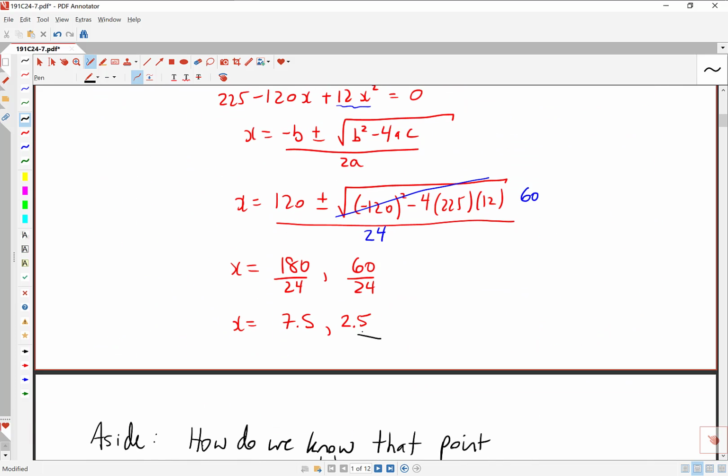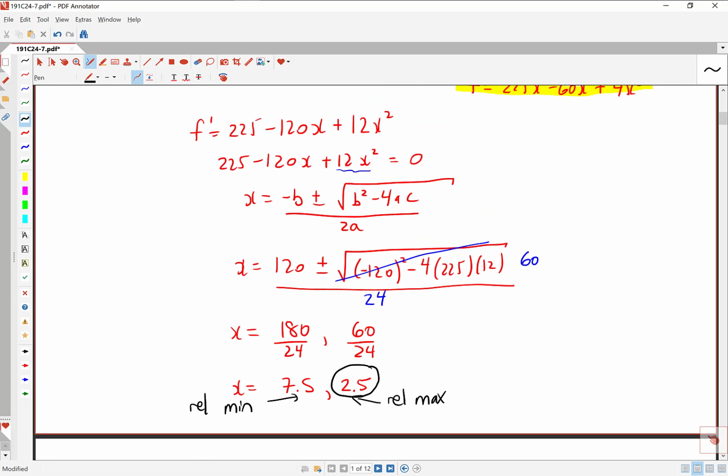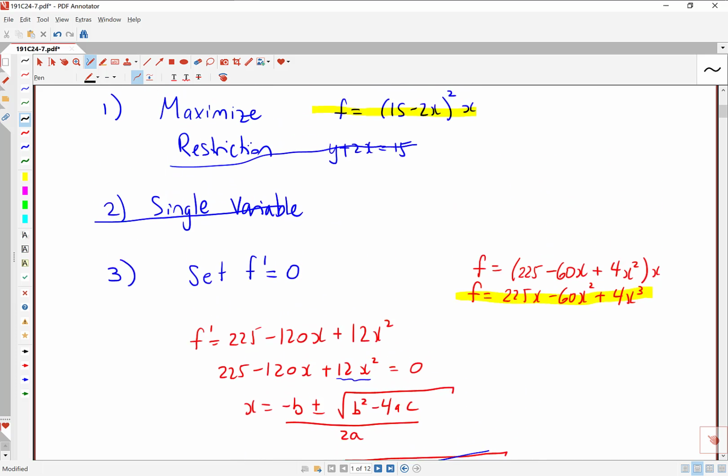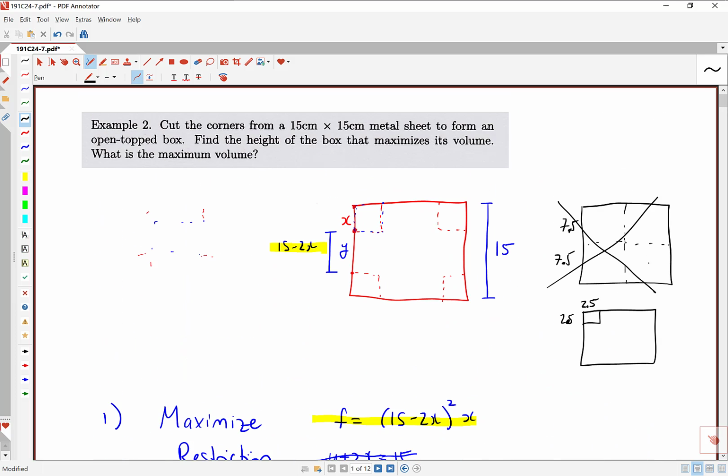So this one here leads to the relative maximum for the volume, and this one here leads to the relative minimum for the volume. Okay, so we're going to stick with x equal 2.5, and from there we can answer the question. So let's scroll back to the question and just figure out what it's asking for. It's asking for two things. It says find the height of the box that maximizes the volume. Okay, so that height is x.